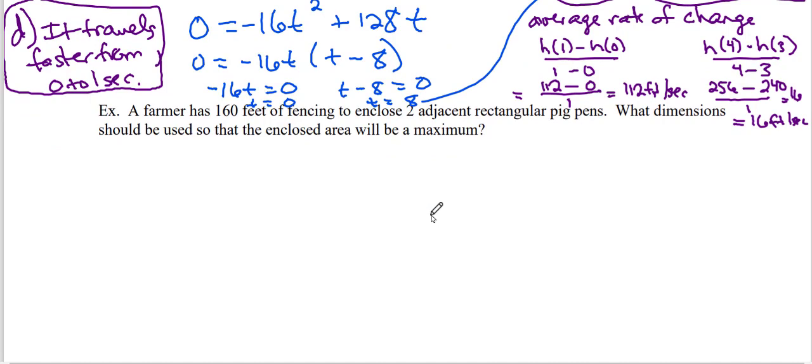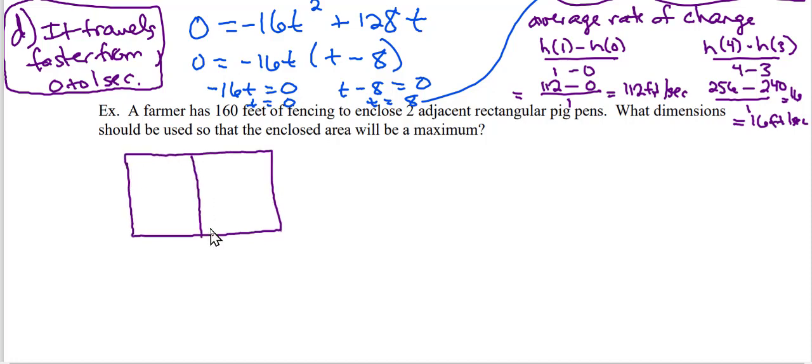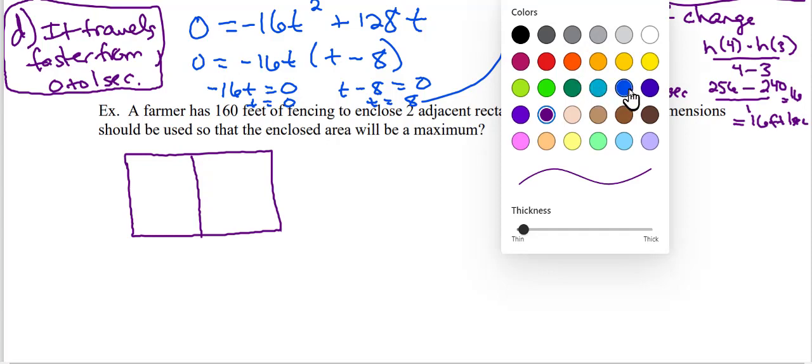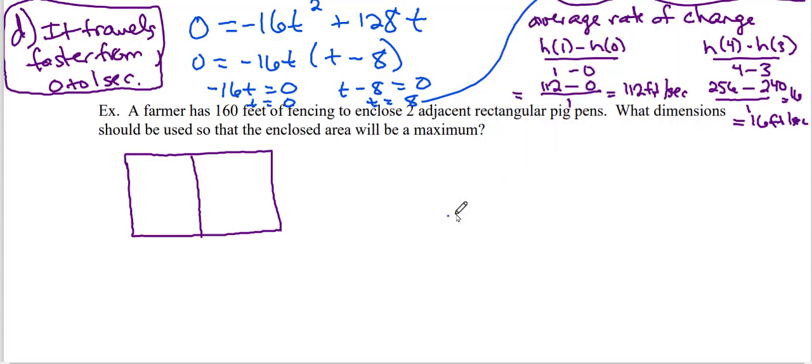Let's do one more maximum and minimum problem here. We have a farmer with 160 feet of fencing to enclose 2 adjacent rectangular pens. What dimensions should be used so that the enclosed area will be a maximum? Two adjacent rectangular pens. So adjacent means next to each other. I'm going to draw a picture here. It actually doesn't say that they're the same size, so you don't make that assumption. So don't make that assumption, okay?